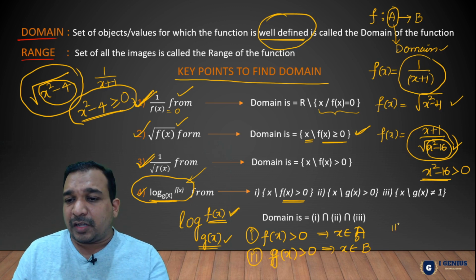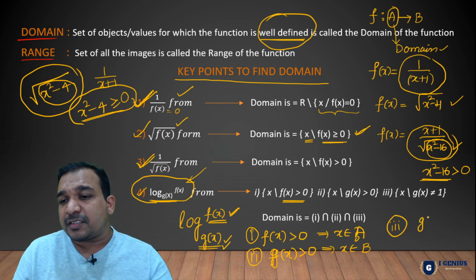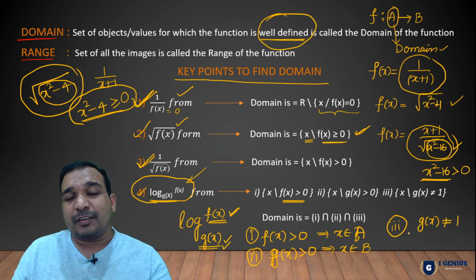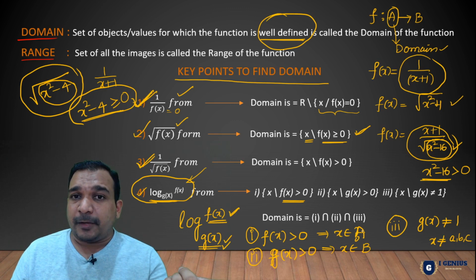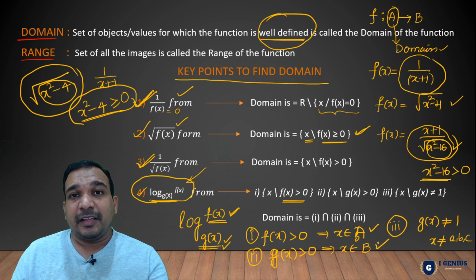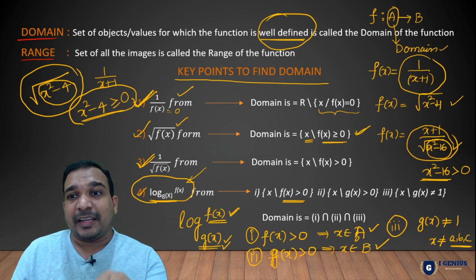So the third one is very, very important: the base value should not be equal to 1 for the logarithm function. Means g of x should not be equal to 1. If it is not equal to 1, we have to remove some x values which we can't take. So x is not equal to maybe some a, b, c. We got some three values here. Then what is the final answer for the domain? We should take the intersection of set A and set B, and from that we need to remove these a, b, c if there are any inside the intersection.